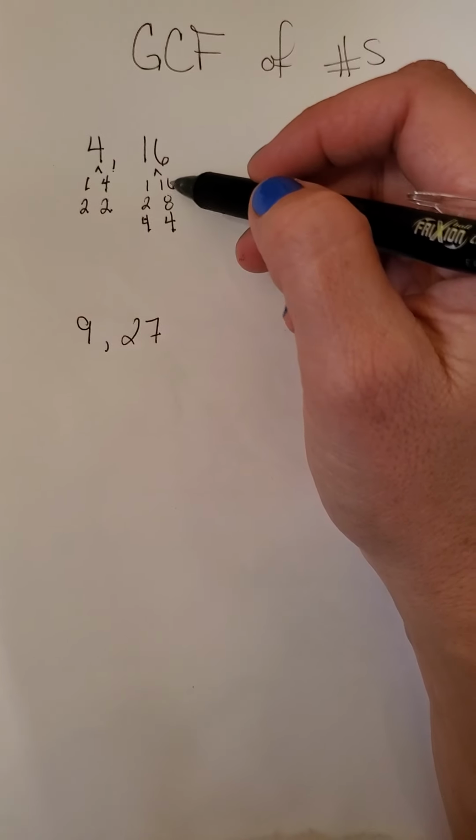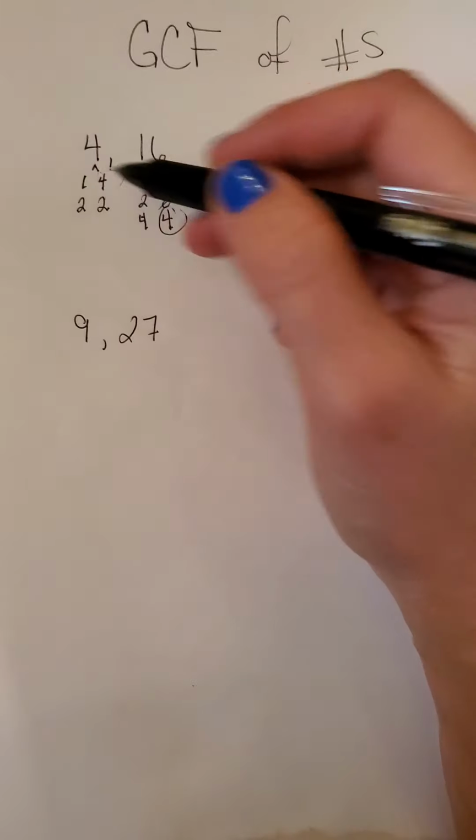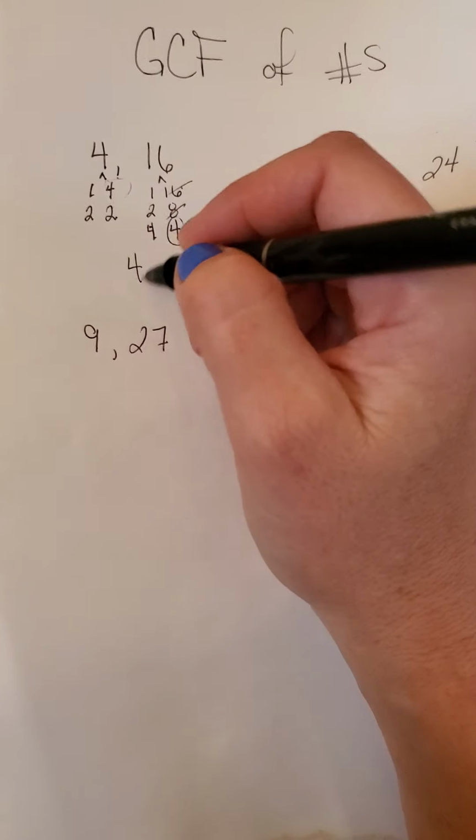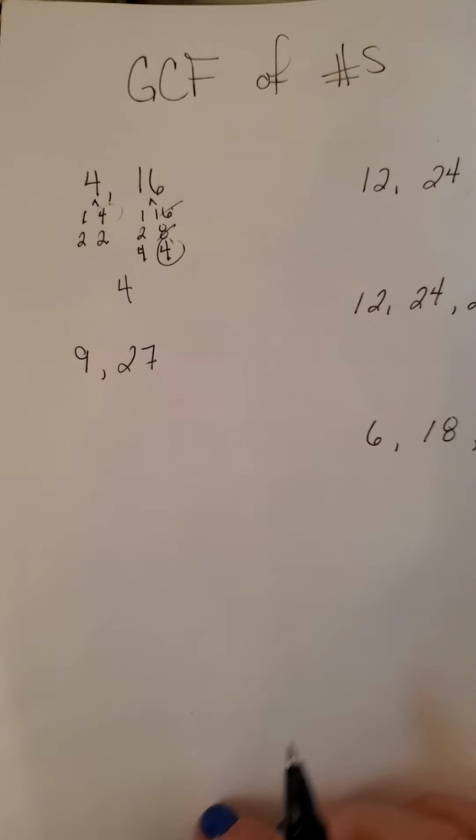Okay, now that I listed all the factors, I'm going to go and find what is the largest number they have in common. It's not 16, it's not 8, it's 4. They both have a 4, so 4 is the GCF. Right, that takes some work.